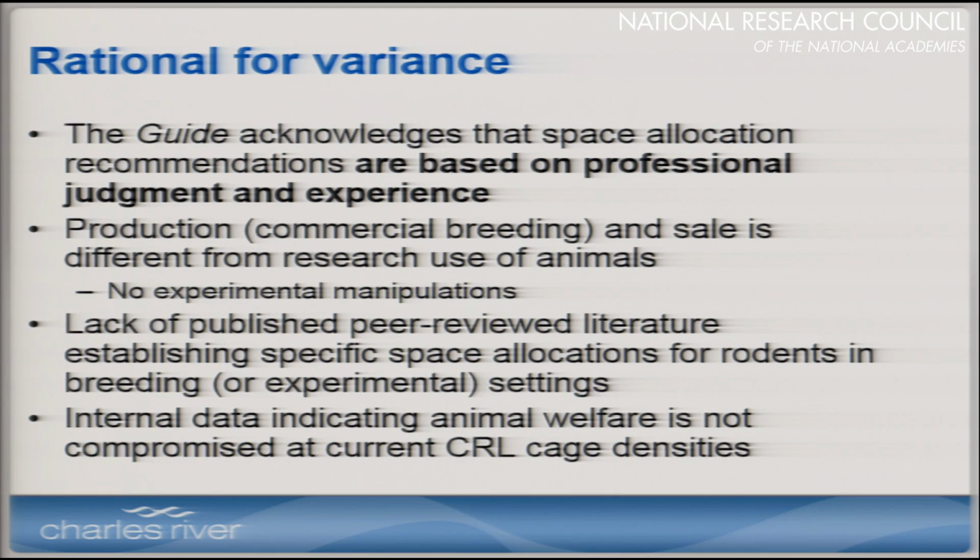And then rationale for the variance. We're very explicit. This is a paraphrasing, but we're very explicit in our documentation as to why we think this variance is necessary or required. And so we walk through some of the points I just covered, that the guide acknowledges that space allocation recommendations are based on professional judgment and experience.